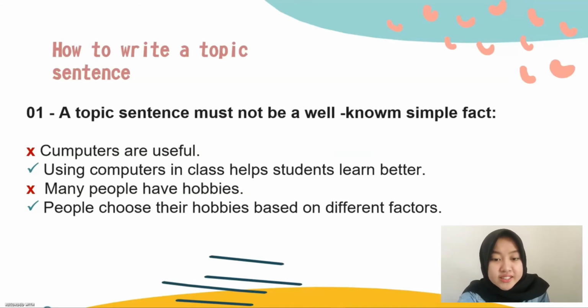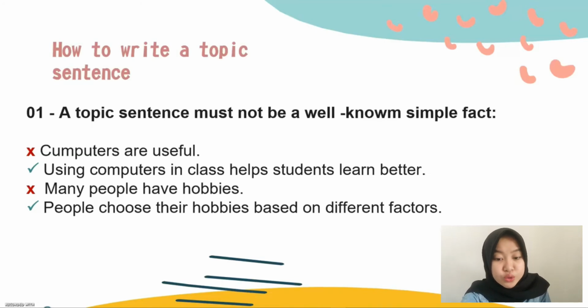But again, if I change it a little bit: "People choose their hobbies based on different factors." Now this one is actually presenting something new, which is a lot more than a simple fact, right? I can write one paragraph about it, and I can actually raise the curiosity of the reader, and there is something interesting to offer to the reader in this topic sentence. So this can be a good topic sentence. So number 1, avoid a well-known simple fact as your topic sentence.